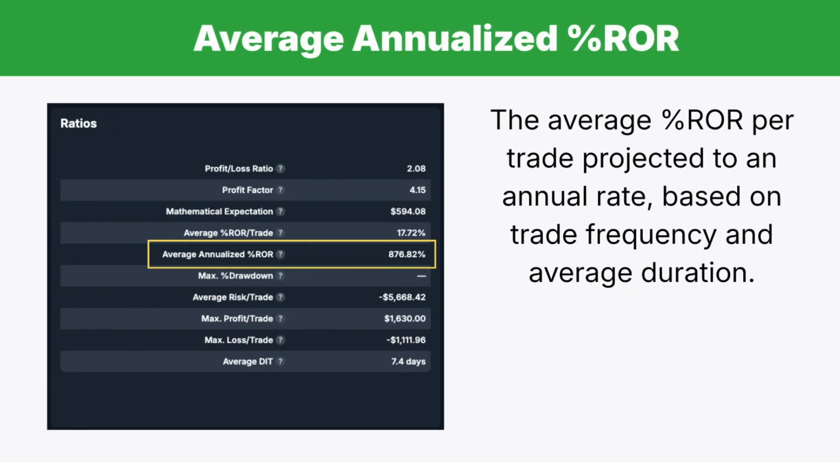The average annualized return on risk takes that per-trade return and projects it to an annual scale based on how often and how long you trade. At 876.82%, Option Panel is telling you that at this pace, your system would multiply the capital at risk nearly 9 times over a full year. A striking number, and one worth monitoring closely as your trade history grows.